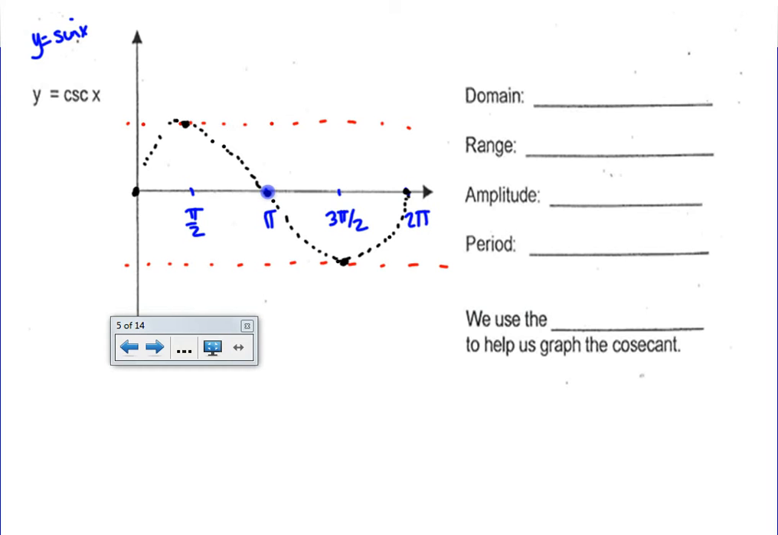The function that we're trying to draw is cosecant. We have not yet drawn cosecant. What I want you to do is draw in vertical asymptotes where your sine function crossed 0. So right here would be a vertical asymptote. Right here would be a vertical asymptote. And right here would be a vertical asymptote. Pretend that's vertical.